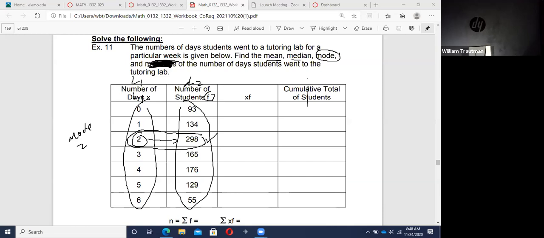In L2, across from 0, I have 93. Across from 1, I have 134. Then 298. 3 is 165. 4, 176, 129, and 55. Okay, so I've entered all my data. We're going to find the mean and the median on our calculator.